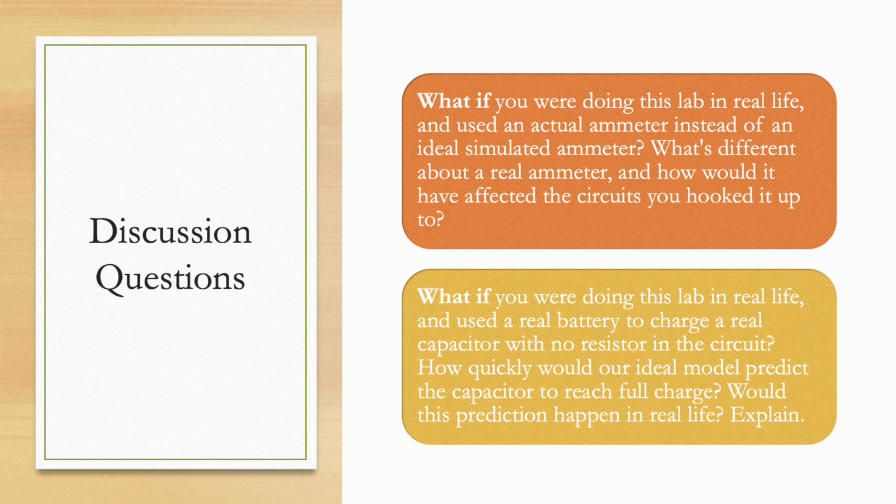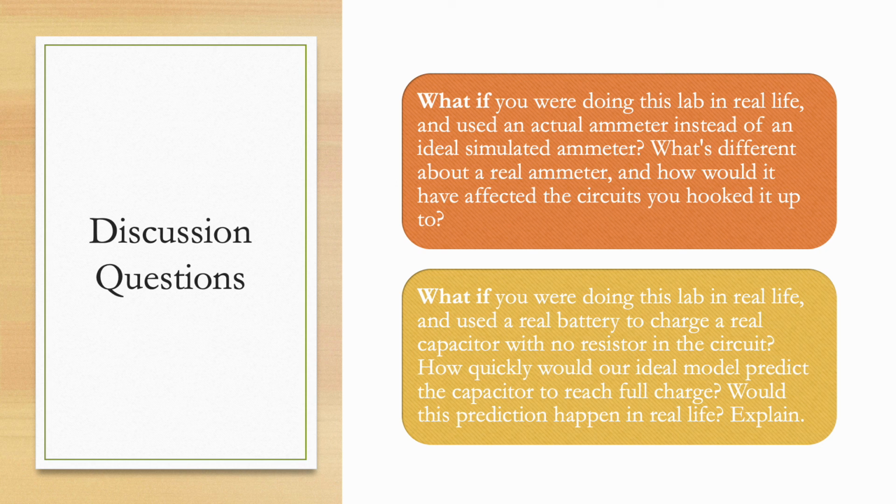What if you were doing this lab in real life and used an actual ammeter instead of an ideal simulated ammeter? What's different about a real ammeter, and how would it have affected the circuits if you hooked it up? An ideal ammeter has zero resistance, which is shown in the virtual lab. A real ammeter, however, has some resistance, so our values for current would have been slightly lower because an increase in resistance decreases the current.